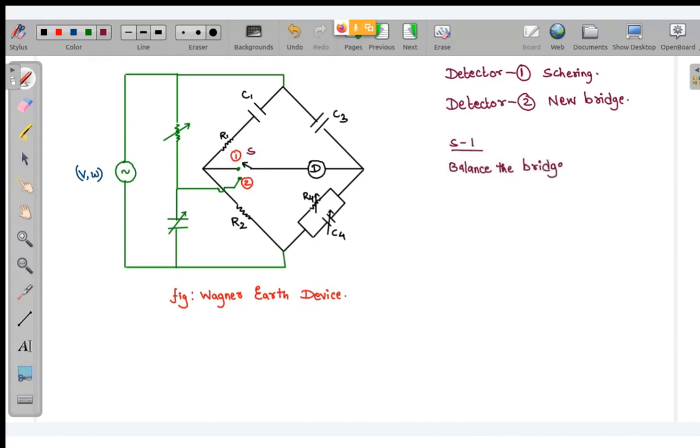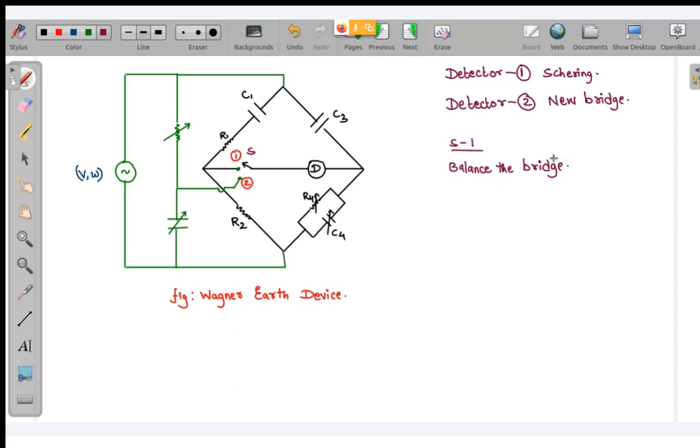But tell me one thing: when I have balanced this sharing bridge, does it contain stray capacitance or not? Obviously, stray capacitance is going to be present. Why? Because I haven't done anything. It is just a simple sharing bridge. So stray capacitance is present. Now, how do we remove it?